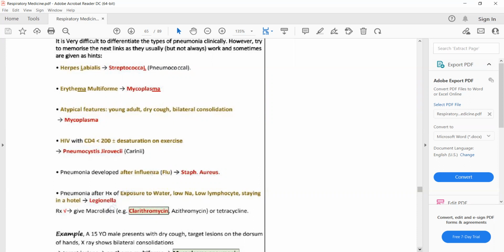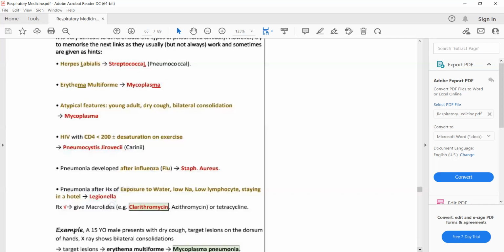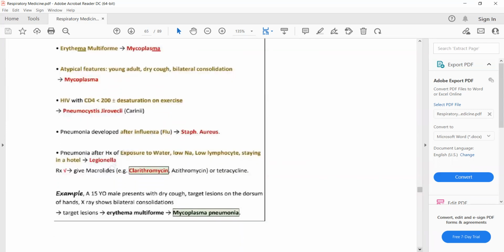So someone with cough and fever and target lesions on the hands or on the body, then you will think of mycoplasma. So this is another important point that you need to remember for mycoplasma pneumonia. A patient with HIV and CD4 count less than 200 who desaturates on exercise, hemoptysis is high, think of Pneumocystis jirovecii pneumonia. Pneumonia that occurs after influenza is Staphylococcus aureus.